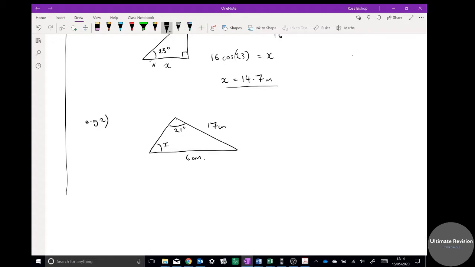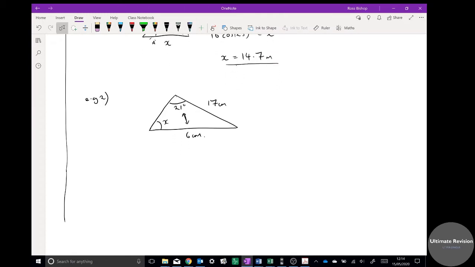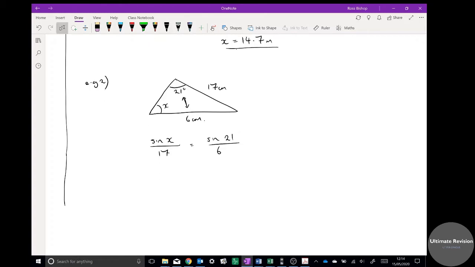Now it's a non-right angle triangle, so I can't use SOHCAHTOA. What I'm looking for therefore is the sine rule or the cosine rule. I'm going to use the sine rule when I've got a length and an opposite angle, which I do here. I'm trying to work out the angle, so I'm going to use the sine rule: sine x over the opposite. I multiply both sides by 17.